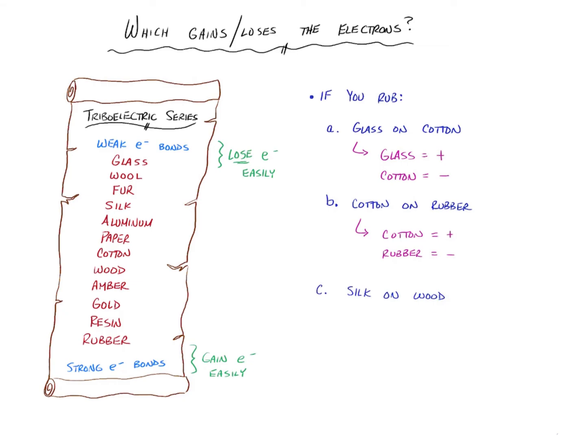Third one is going to be silk on wood. I suggest you pause the video and think about this for a second and try and figure out which becomes positive and which becomes negative, and then you can unpause, but that's certainly up to you.